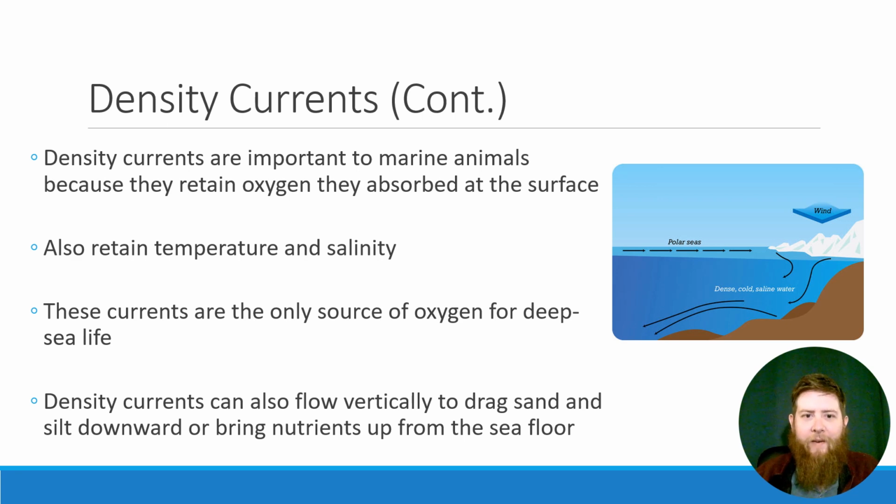They're important to marine animals because they retain oxygen that these currents absorb at the surface. They also retain the temperature and salinity that they acquire at the surface. And they're the only oxygen source for deep sea life, and they're a good source of nutrients for deep sea life. These density currents can also flow vertically to either drag sand, silt, and soil down to the bottom to create nutrients, or when they come back up from the bottom, they bring nutrients with them from the seafloor. So they can go sideways as they flow, or they can go up and down as they return or go into the depths there.